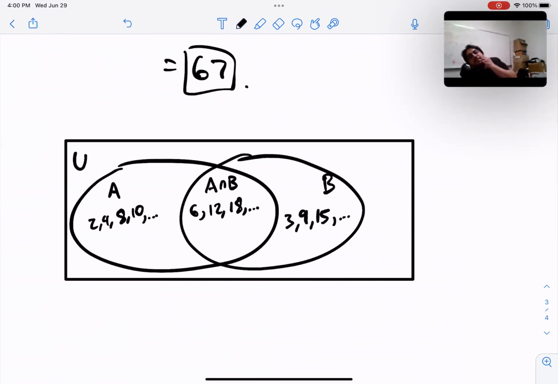So in the circle containing A, you have all the multiples of 2, right? In the circle containing B, you have all the multiples of 3, and then in between, you have all the multiples of 6 in A intersect B, right? Out here, you'd have numbers like 1 or 5 or 7, right? You'd have those kind of numbers, which aren't multiples of 2 or 3. Right? So that's how everything worked out.